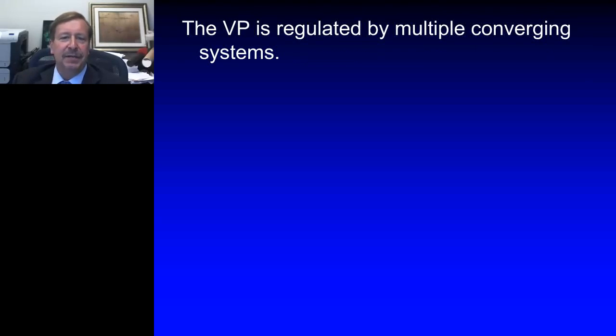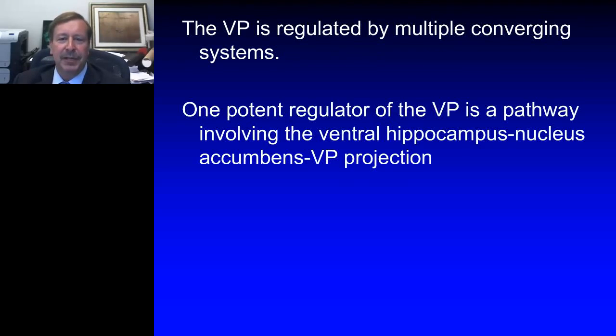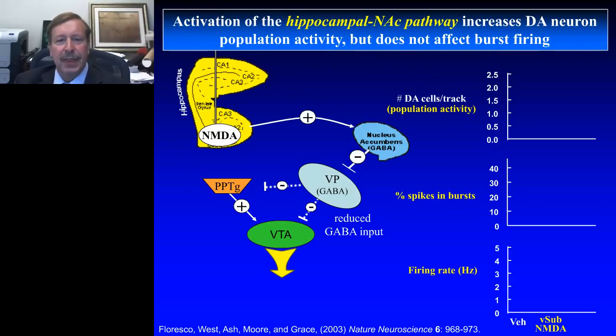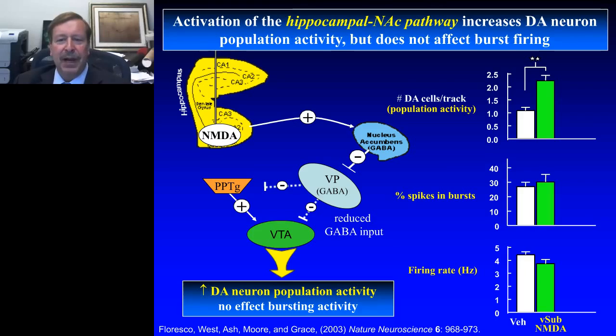Now, the pallidum itself is regulated by multiple converging systems. One potent regulator of the ventral pallidum is a pathway that involves the ventral hippocampus and nucleus accumbens. In fact, if we activate the ventral hippocampus by injecting NMDA, we get a selective increase in the number of neurons firing by more than 2.5 times without changing the firing pattern or the firing rate.